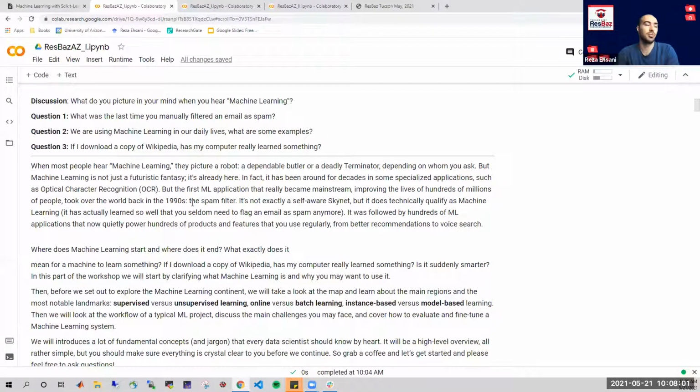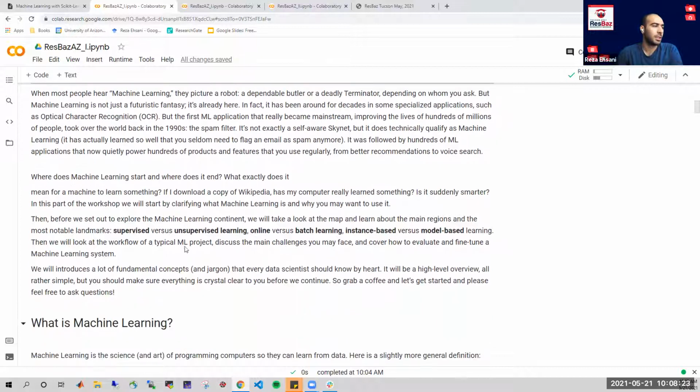The spam filter is probably the most famous one, and it has been followed by hundreds of machine learning applications that we use almost every day, like Alexa by Amazon or Siri on your iPhone. There are hundreds of machine learning algorithms available out there that we use in our daily life. We will quickly talk about different categories of machine learning, from supervised and unsupervised learning methods, to online versus batch learning, and instance-based versus model-based.